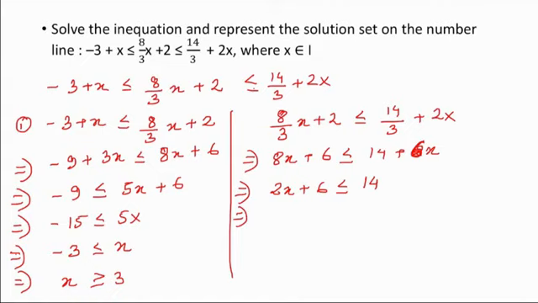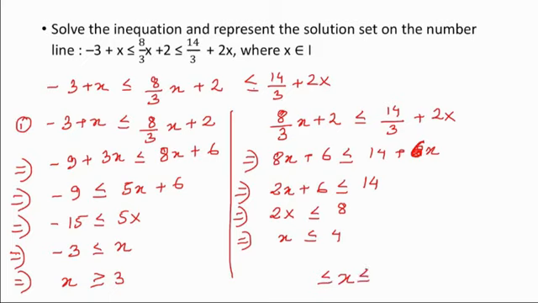Now to get all the constant terms on one side of this inequation, we add a negative 6 on both sides of this inequation. So 2x plus 6 minus 6, that keeps it only 2x, less than or equal to 14 minus 6, that is 8. So 2x is less than or equal to 8, or x, we divide both sides by 2, x would be less than or equal to 4, and so the final inequation becomes x less than or equal to 4 and greater than or equal to 3.